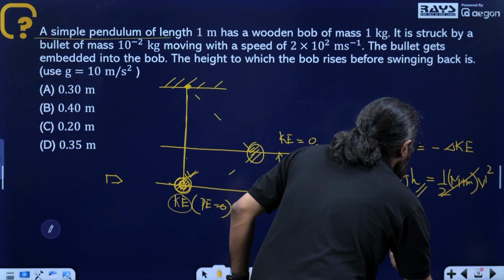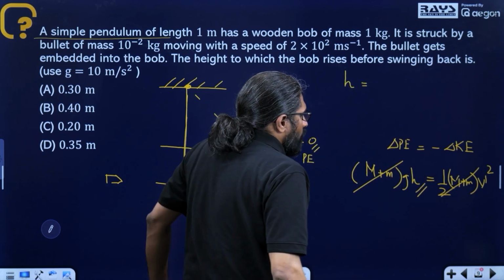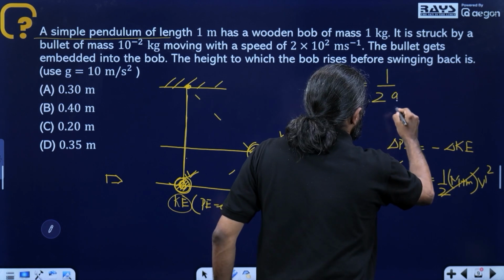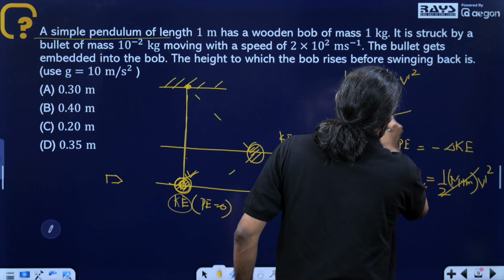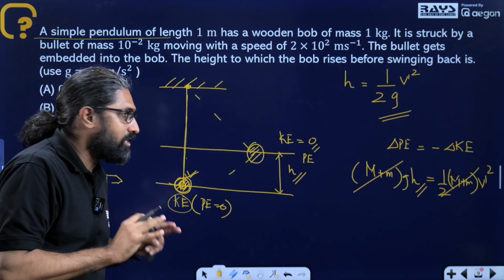When it goes, H will be equal to, H is what we need to find, right? H will be equal to 1 by 2g times v dash square. That's what you need to find out. Now how do you find out v dash? That is the only problem remaining here.